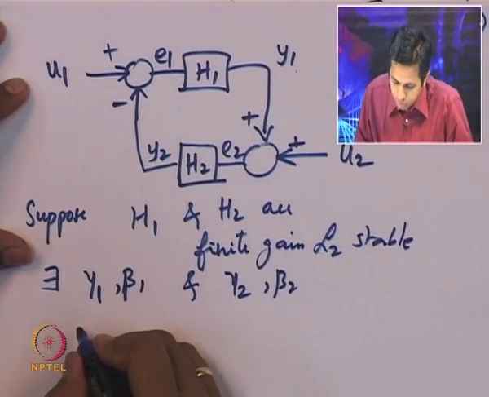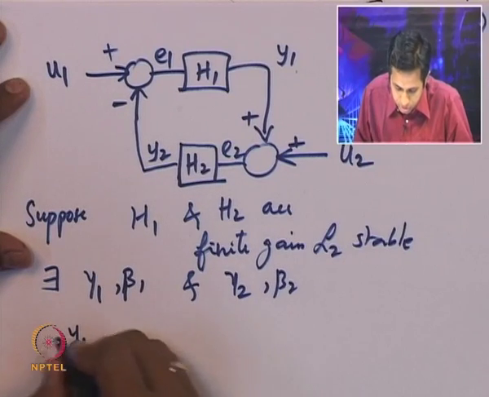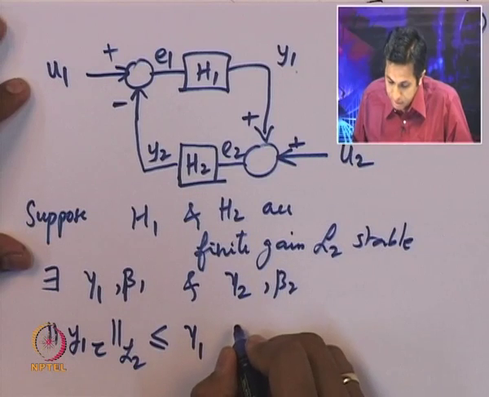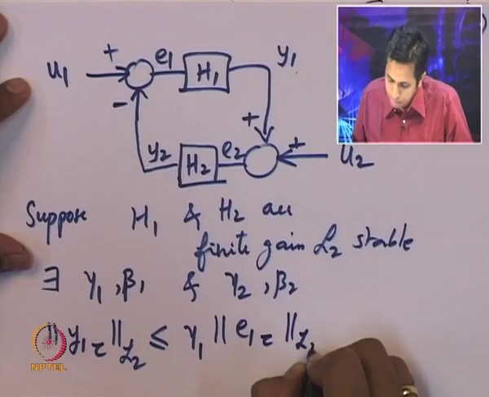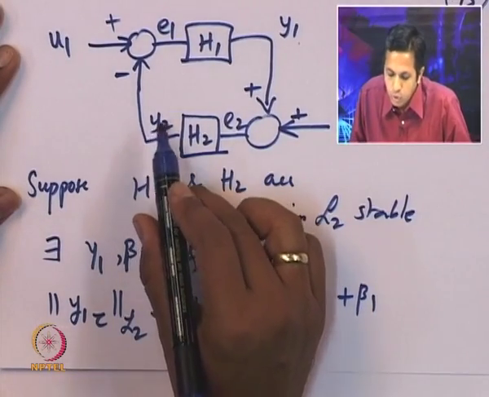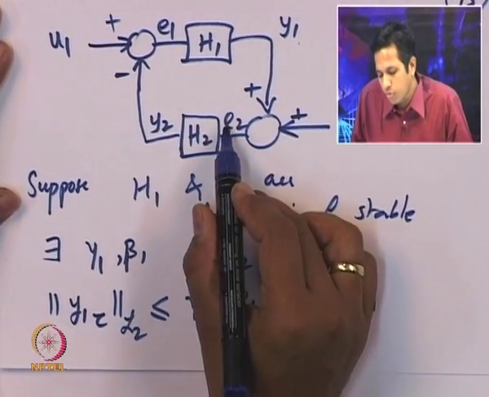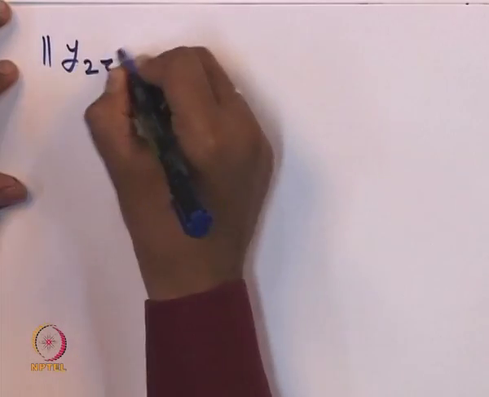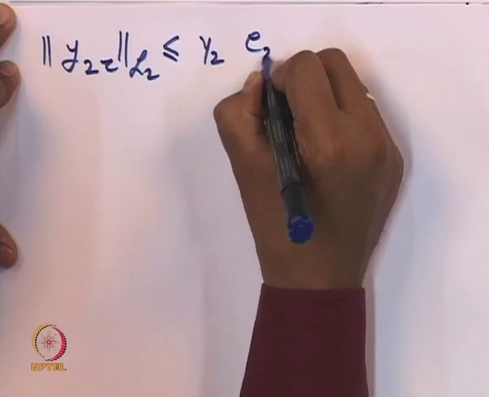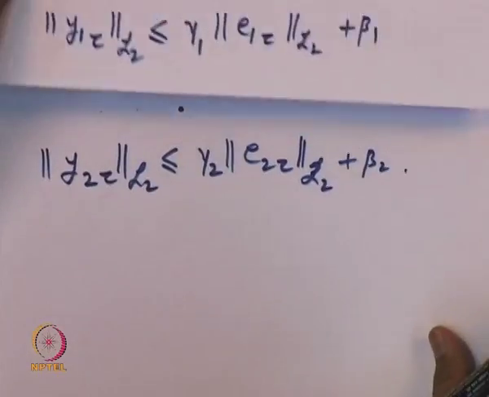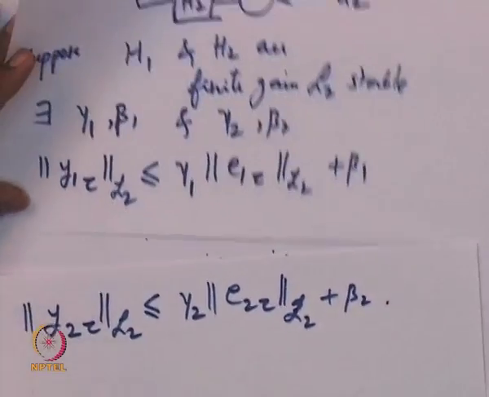This inequality is what we have seen several times today already. The L2 norm of Y1 chopped is less than or equal to gamma 1 times the L2 norm of E1 chopped plus beta 1. Similarly, the same inequality holds for H2, which puts an inequality between the L2 norm of Y2 chopped and the L2 norm of E2 chopped, related by gamma 2 instead of gamma 1. So we can ask the question, is the feedback interconnection stable? That is the question that we are trying to answer.